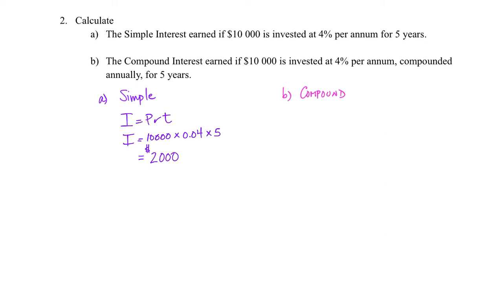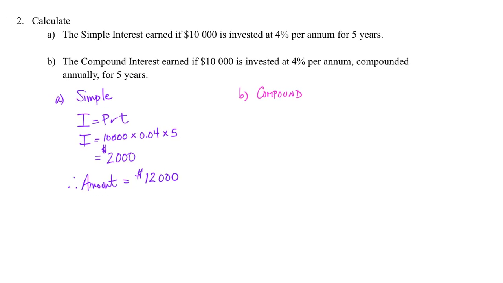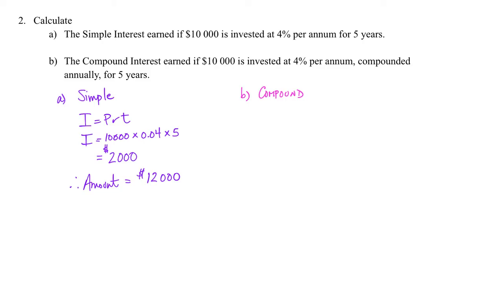What that means is at the end of that time, therefore, my amount is going to equal $12,000. My $10,000 at the original, my principal, plus my interest. Okay, now what we want to do is compare our compound. So I'm just going to slide my title over a little bit here, make a little bit extra room, and we're going to determine our compound.